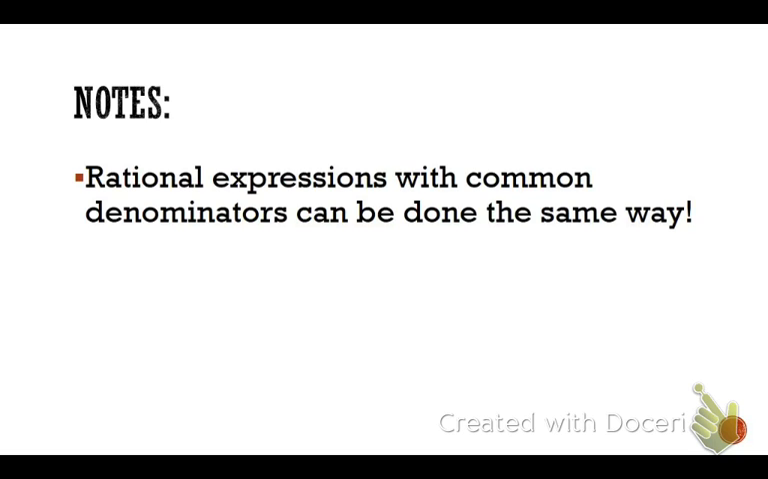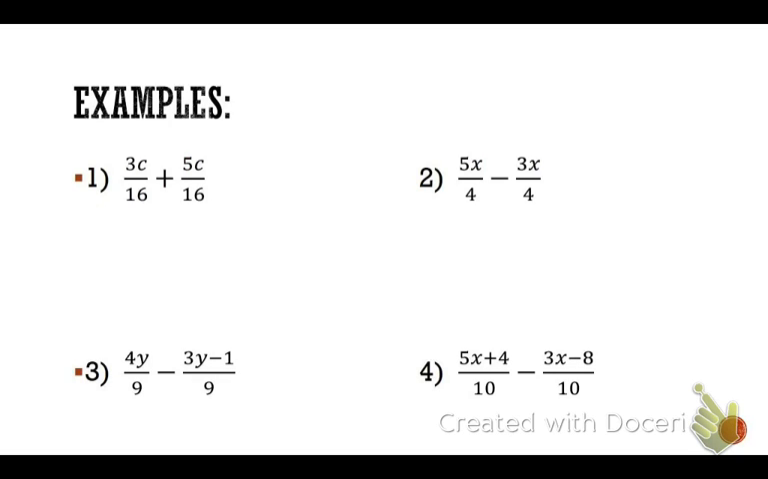Okay. Notes, short and sweet. Rational expressions with common denominators can be done the same way. Which means our denominators will stay the same because they will be common denominators. And we will either be adding or subtracting our numerators, whatever the problem says to do. These start off pretty short and sweet in the first couple.